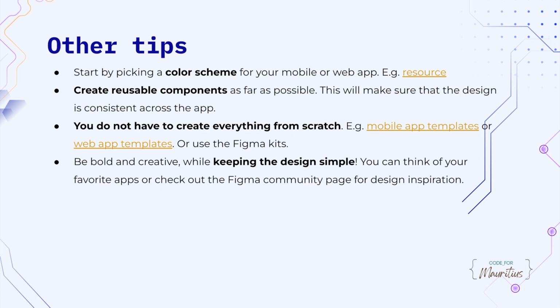Also, I can't emphasize this enough, create reusable components as far as possible. Don't be like me in our first iteration of the photo sharing app, where I created rectangle 1, rectangle 2, rectangle 3 to refer to all the photos. Make a photo component and reuse as much of it as you can. And you do not have to create everything from scratch.